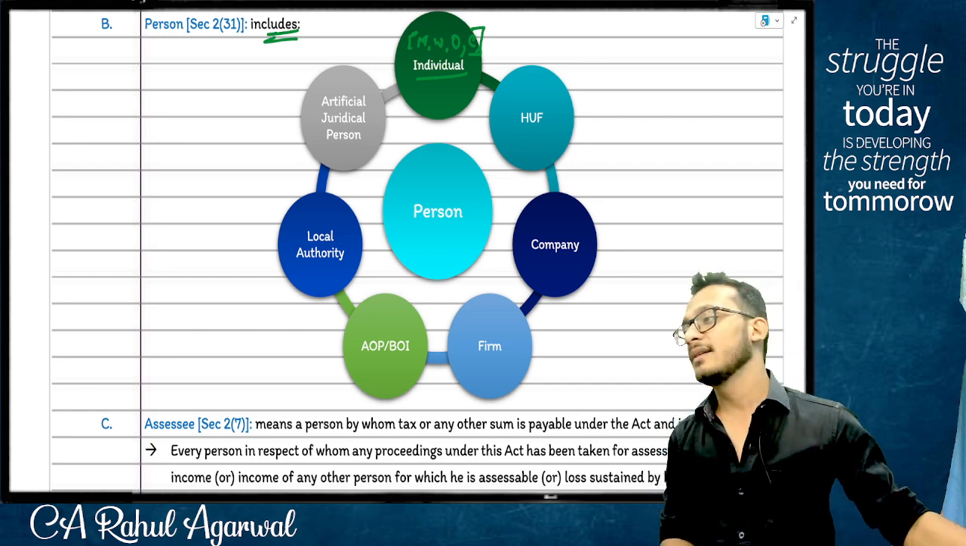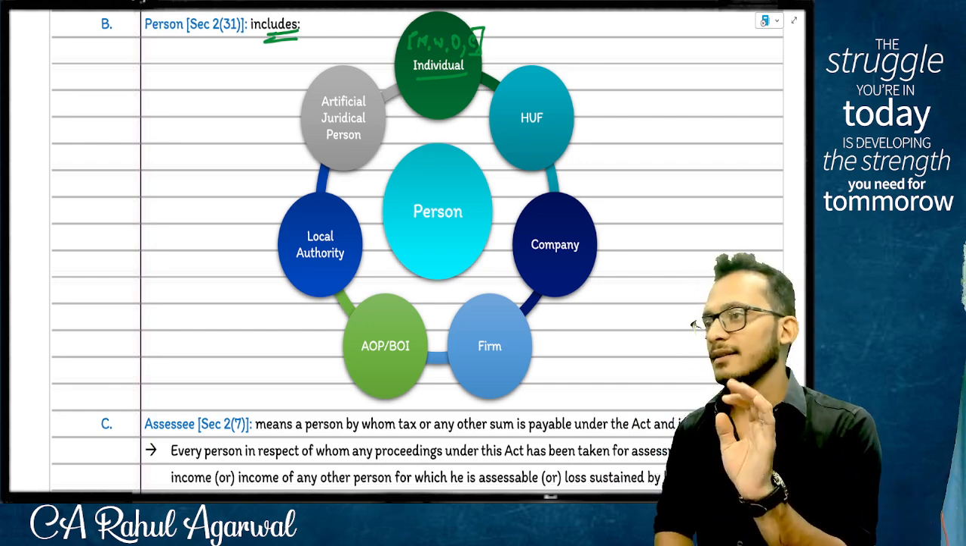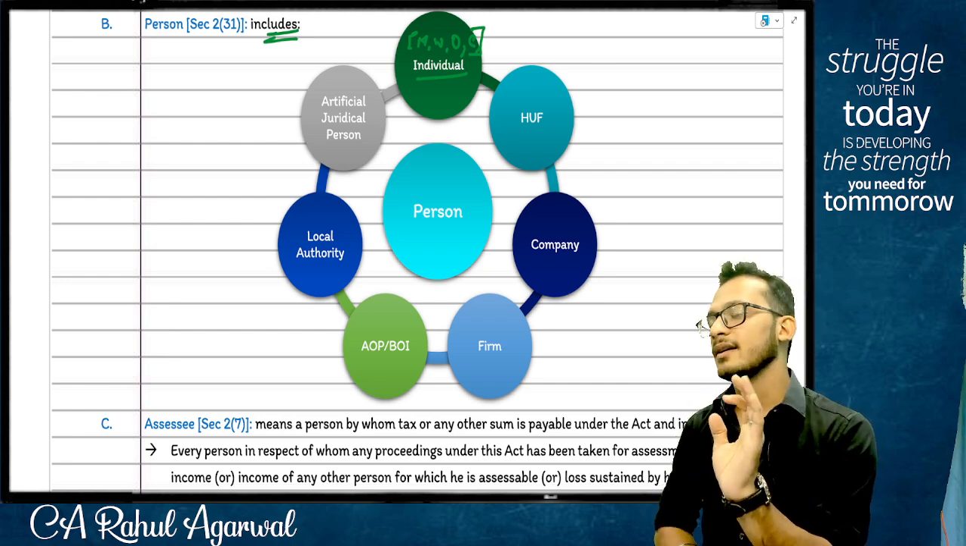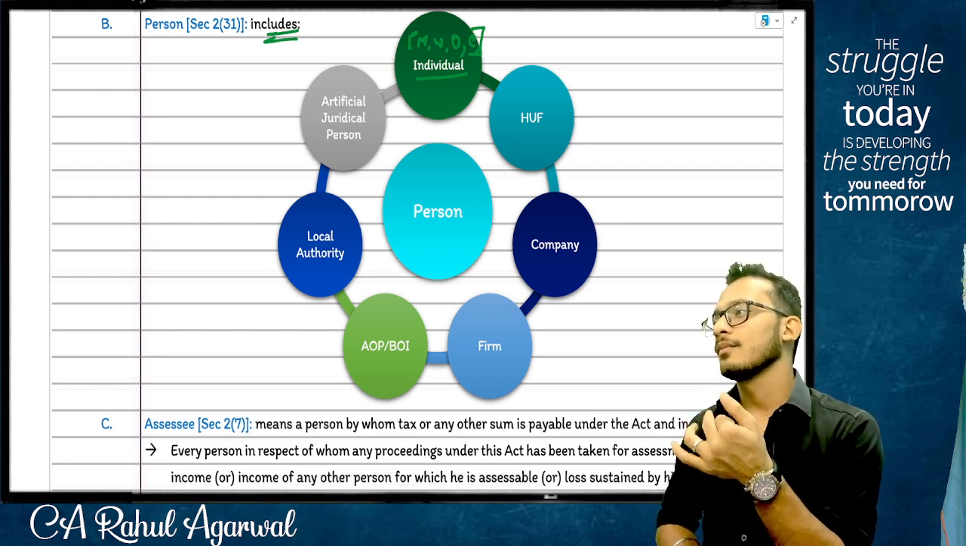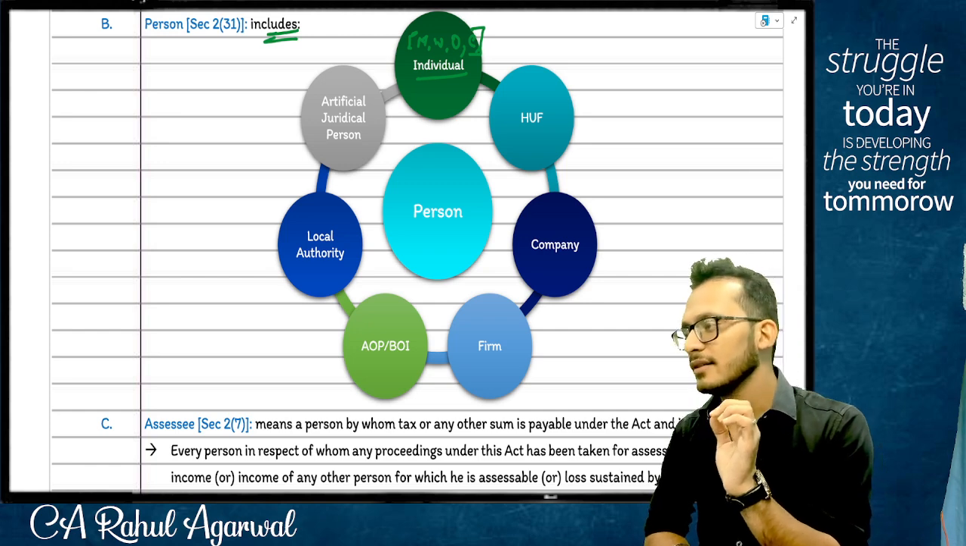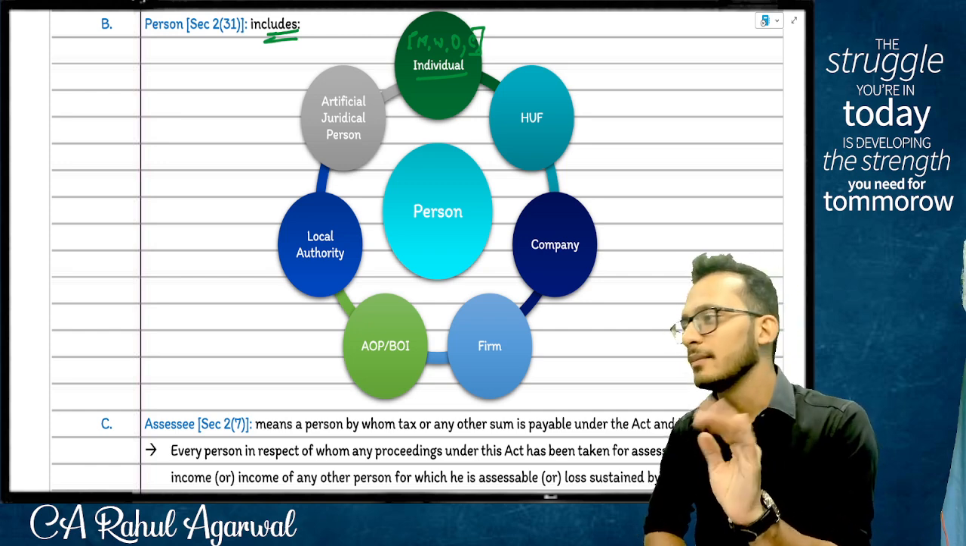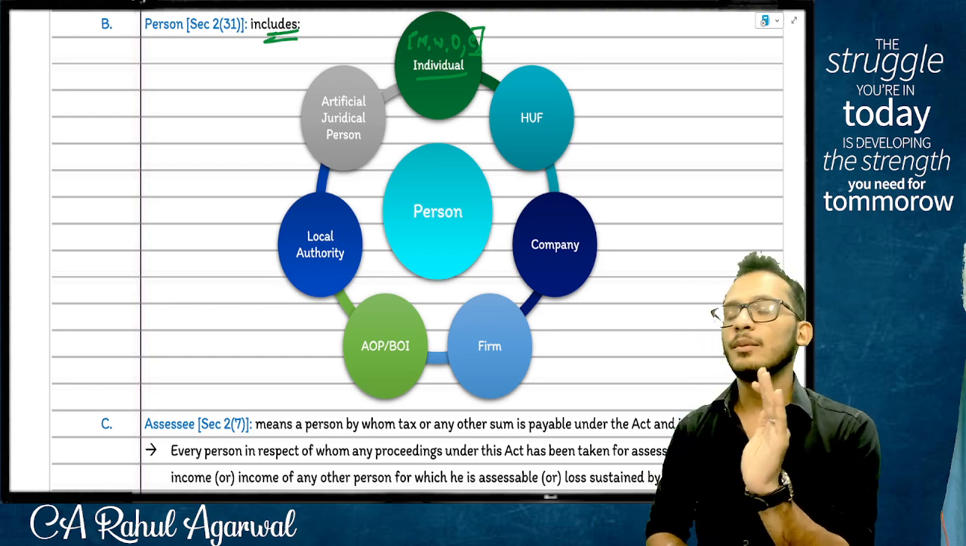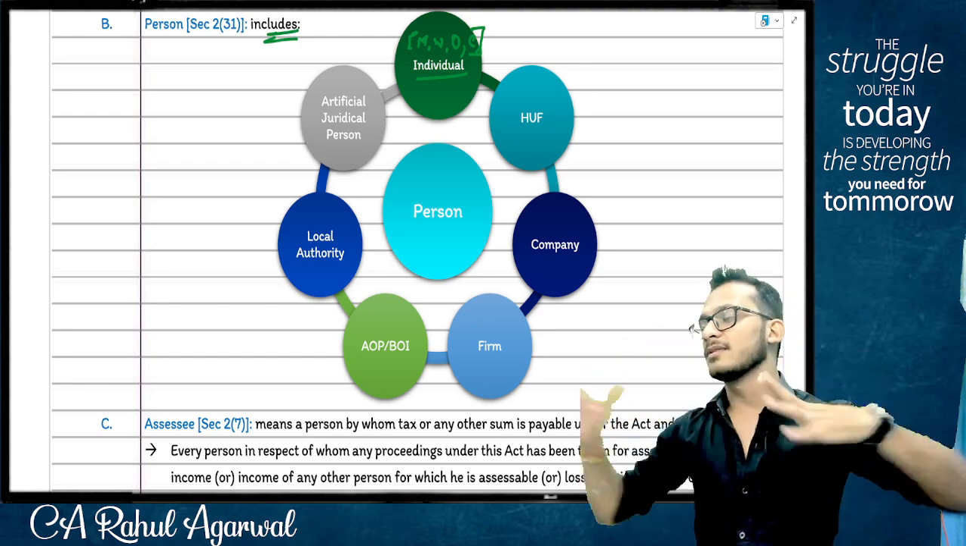In case of minors, minors are also liable to pay taxes, but 99% of the minor's income becomes taxable in the hands of guardians or the parents. 99% is not a defined number, I'm just giving an example. Basically, what income tax says is, tell me whatever incomes the minor has.